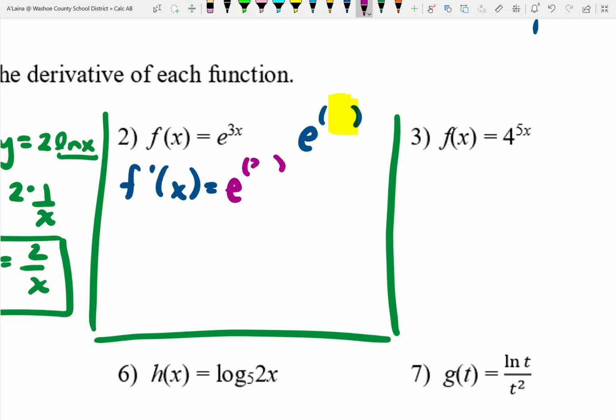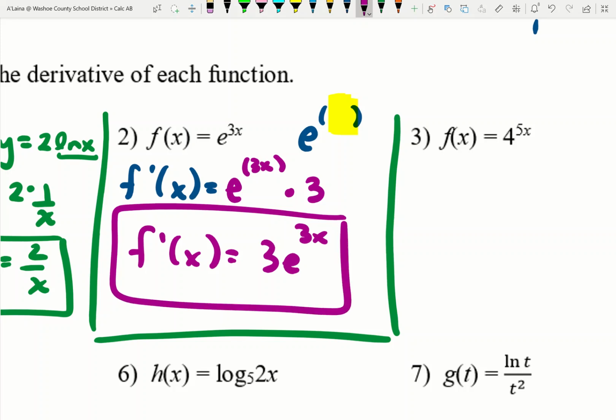Now it's going to be e to the power of 3x, because with the chain rule, you've got to keep that inner function in there as part of the derivative. And then times the derivative of the inner function. This 3 should be written in front as a coefficient. So this would be 3e to the power of 3x. And this pattern here is a good one to memorize. You could just pull that 3 in the front right away when you see that chain rule.